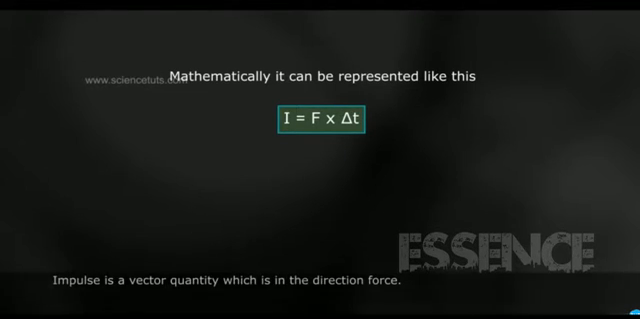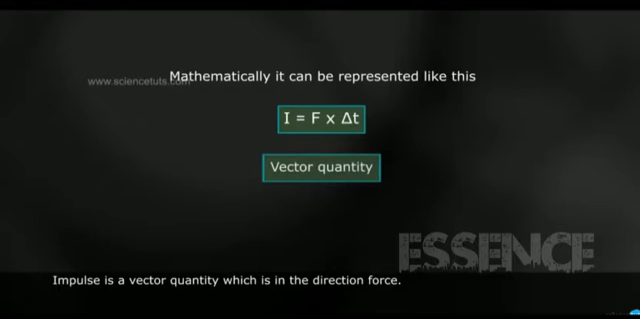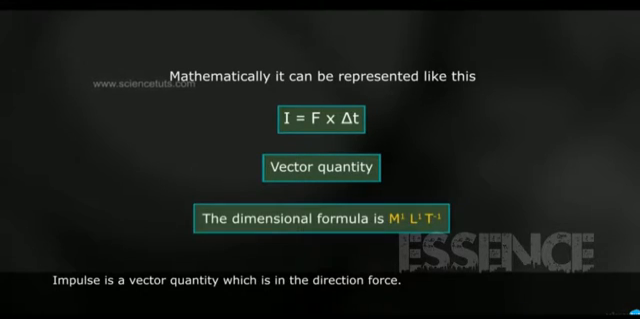Mathematically, it can be represented like this: I = F × Δt. Impulse is a vector quantity, which is in the direction of force. The dimensional formula is M^1 L^1 T^-1.